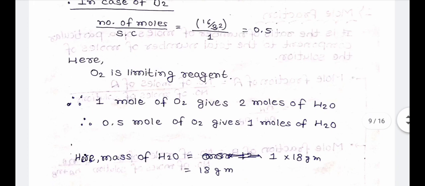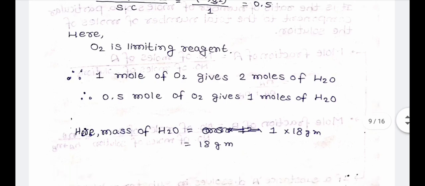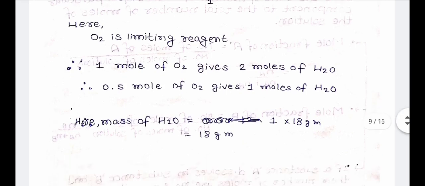Therefore 1 mole of O2 gives 2 moles of H2O. Therefore 0.5 moles of O2 gives 1 mole of H2O. Here the mass of H2O is equal to 1 into 18 gram, which is equal to 18 gram.